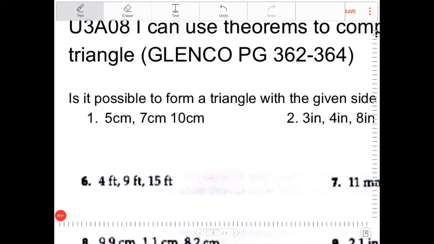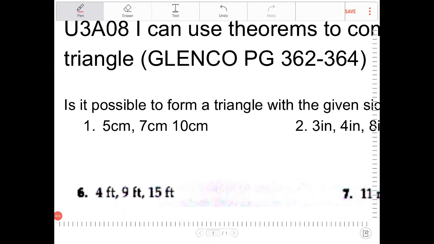Hello students, in this video I will be going through exercise U3A08, which is taken directly out of the Glencoe textbook. That is a supplemental text that I use in this geometry course. And if you want to look up this text in the Google Drive, you may do so, and it's taken directly out of page 362 to 364.